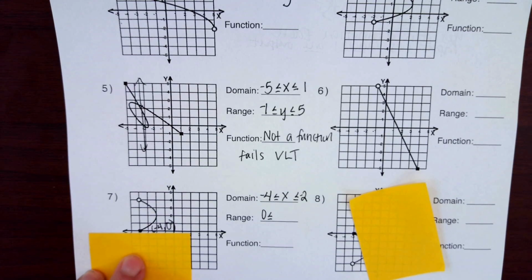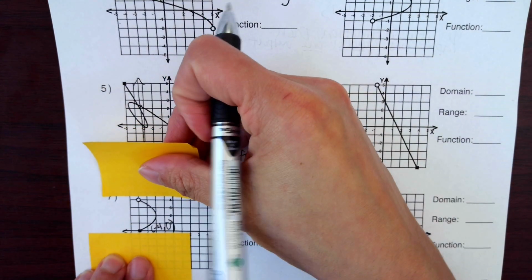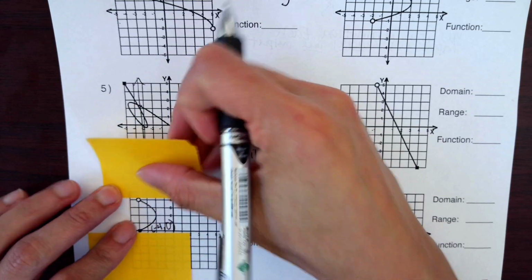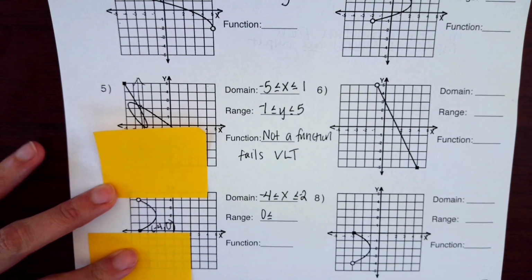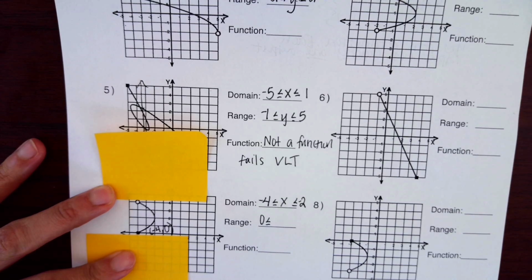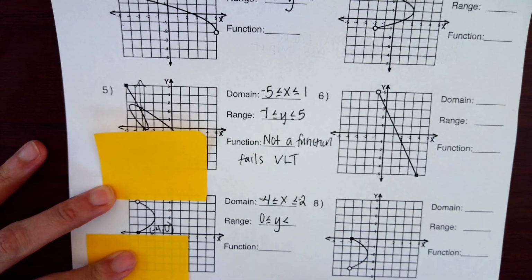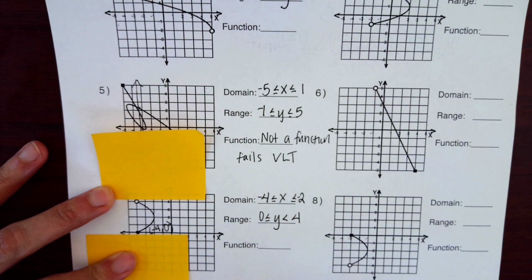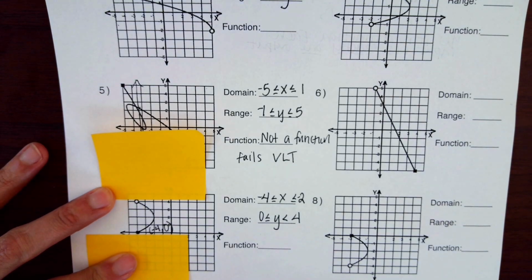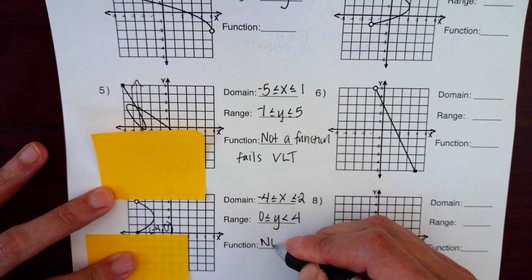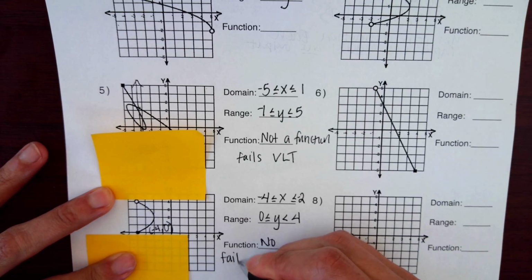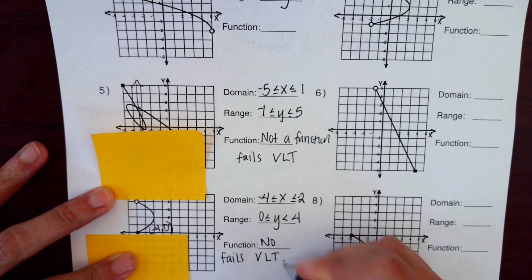And we have a closed circle there, or a closed dot. The top, highest the graph gets, is at +4, but there's a hole there. So we use just the less than symbol. So 0 is less than or equal to y, which is less than 4. Not a function because it fails the vertical line test.